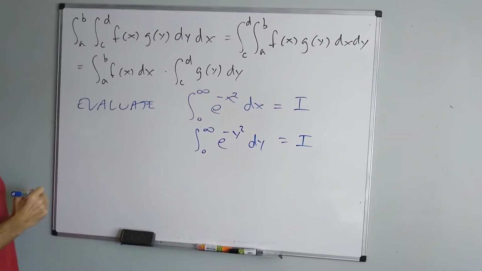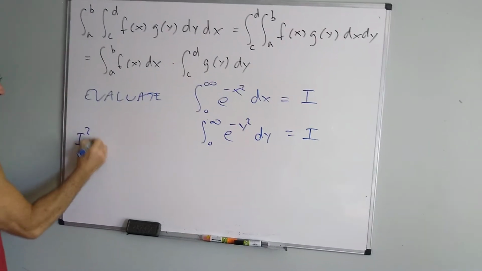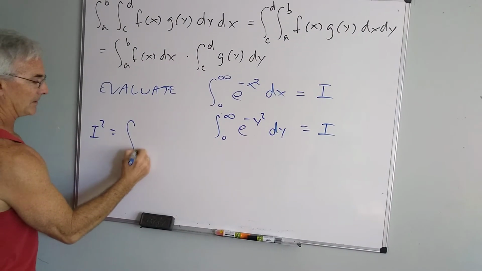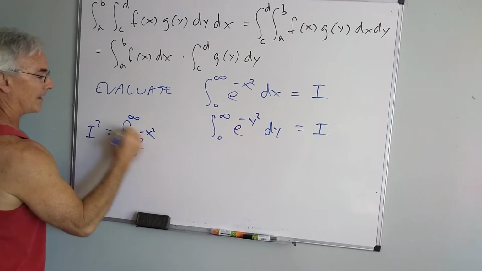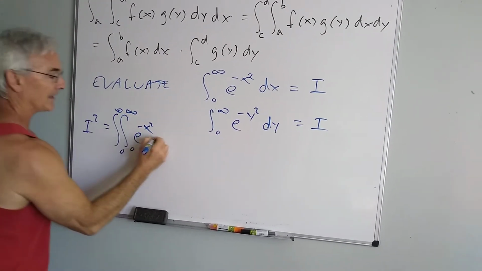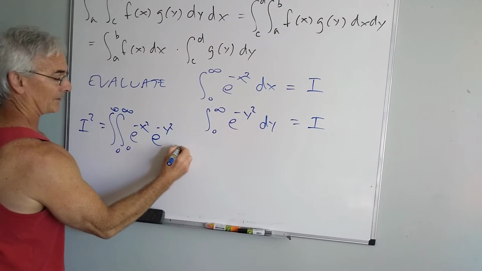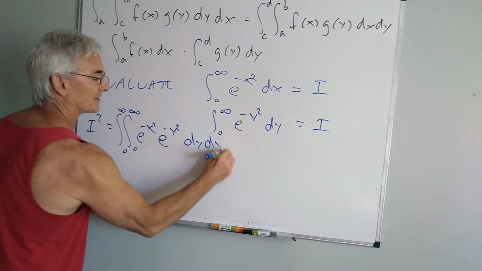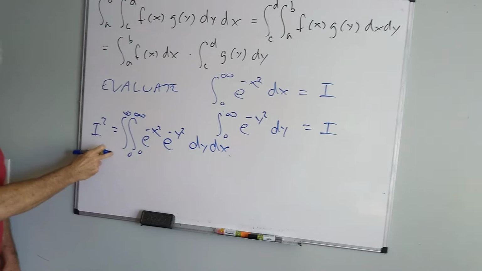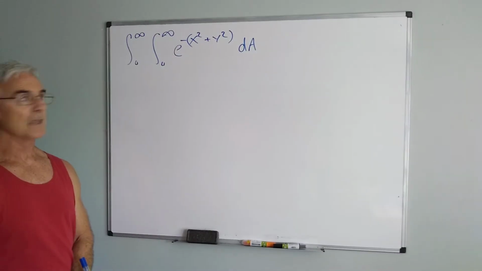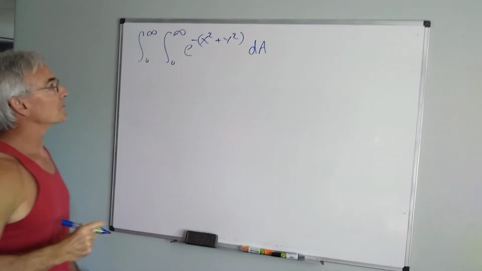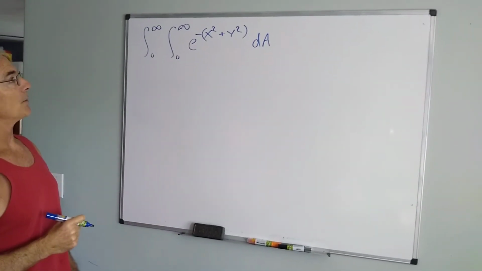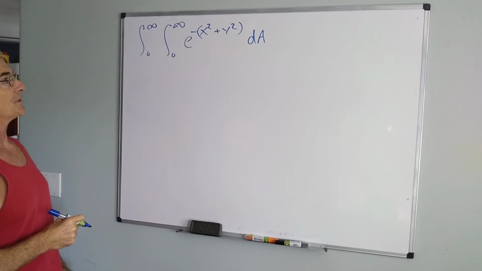So if I multiply these two together, I squared, I would have 0 to infinity of e to the negative x squared, 0 to infinity e to the negative y squared, dy dx in the same integral. Now if I put them together, this gives us this quantity right here. So I went from an impossible problem to now a three-dimensional impossible problem, or so it would seem.